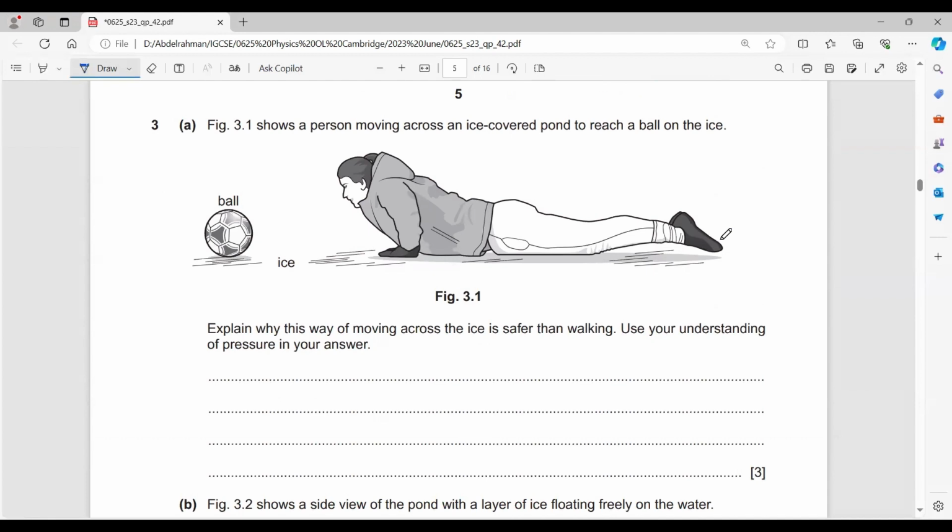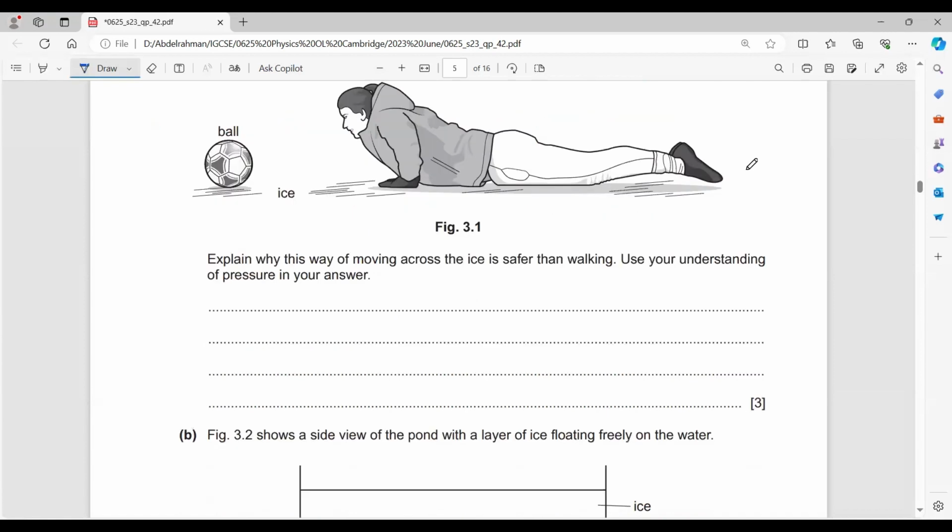Shows a person moving across an ice-covered pond to reach a ball on the ice. Explain why this way of moving across the ice is safer than walking. Because you're increasing the surface area. Yeah, you're decreasing the pressure, so it's safer. So the ice won't crack. Okay, which is correct. Yes, we'll say that as his surface area or area of contact with the ice increases, the pressure decreases due to the equation pressure equals force over area. That's it.